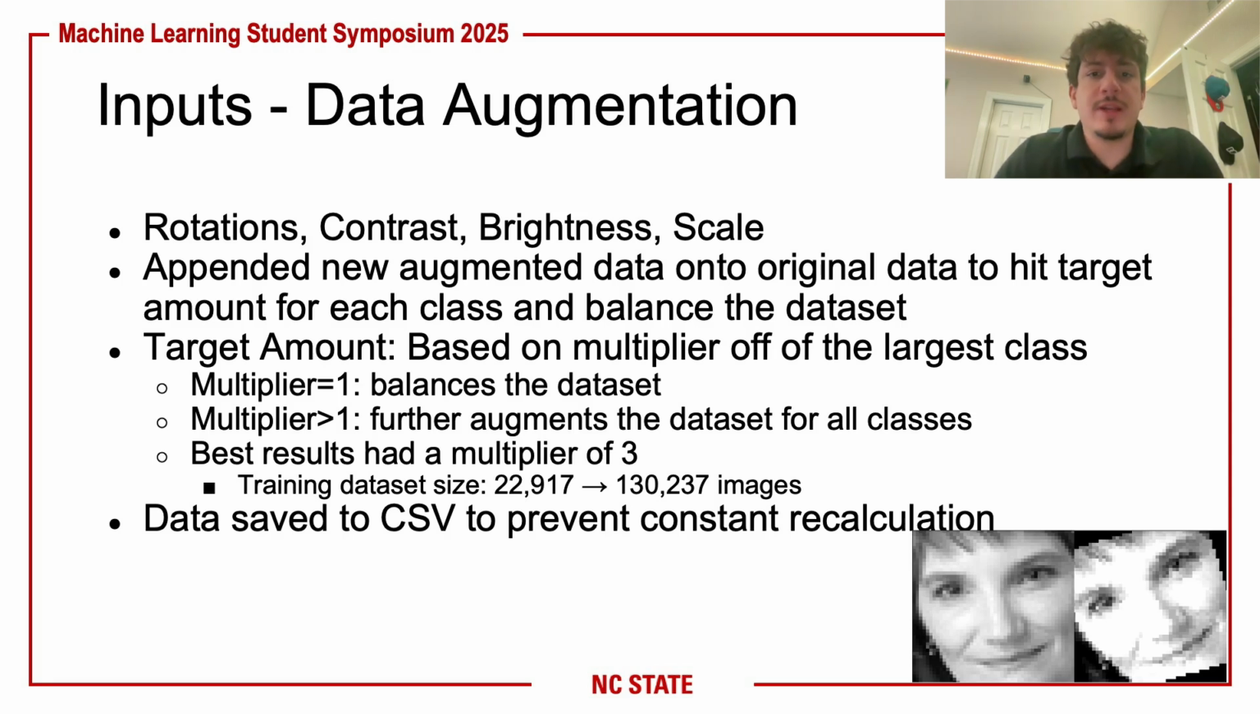Data augmentation was applied to our dataset in order to increase training data, counter unbalanced classes, and improve model generalization. We applied random rotations, increase and decrease in contrast, brightness and scaling, all in conjunction, and appended it to our dataset. The amount of augmentation was based off of a multiplier, which represented by how much we wanted to increase our data, with the best resulting value increasing our data from 22,000 training images to 130,000.